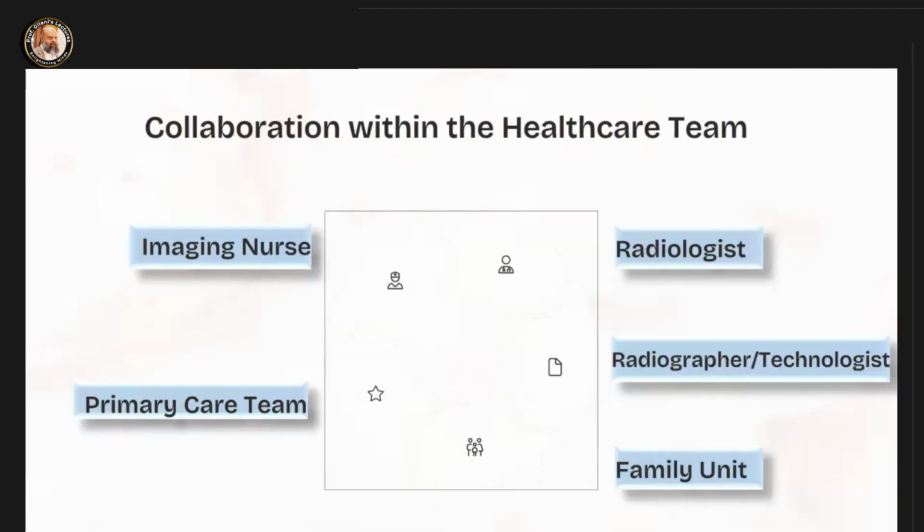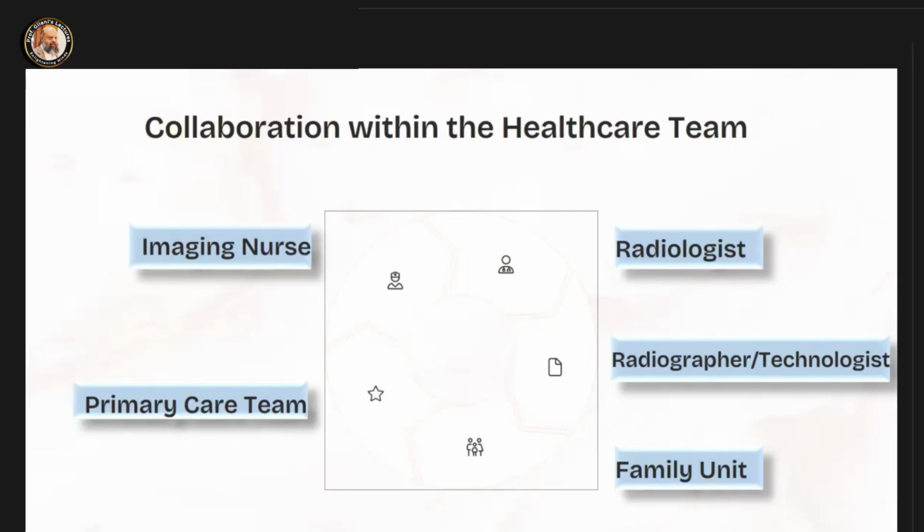Collaboration with the healthcare team. There is a collaboration between the imaging nurse, radiologist, radiographers, sonographers or technologists, primary care team, and family unit. So these are the five integral parts of the team which collaborate to support chronically ill patients. Let's discuss how the imaging nurse plays his or her role.